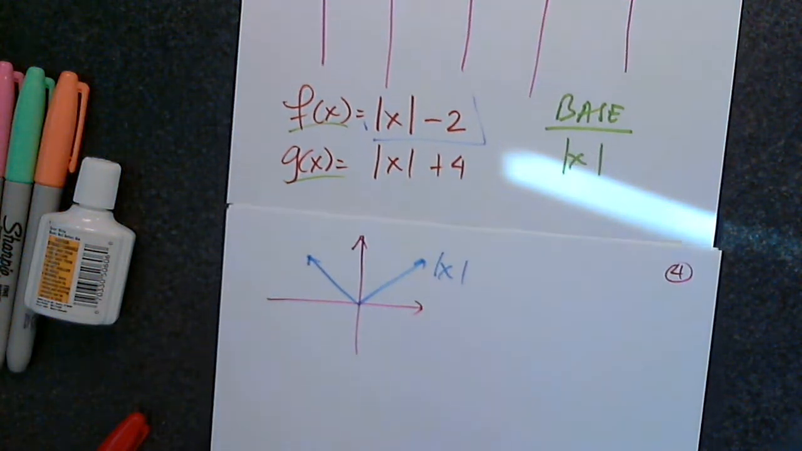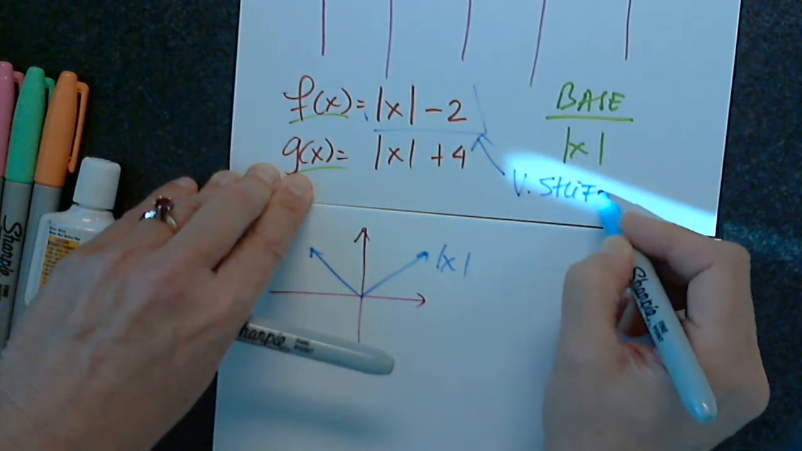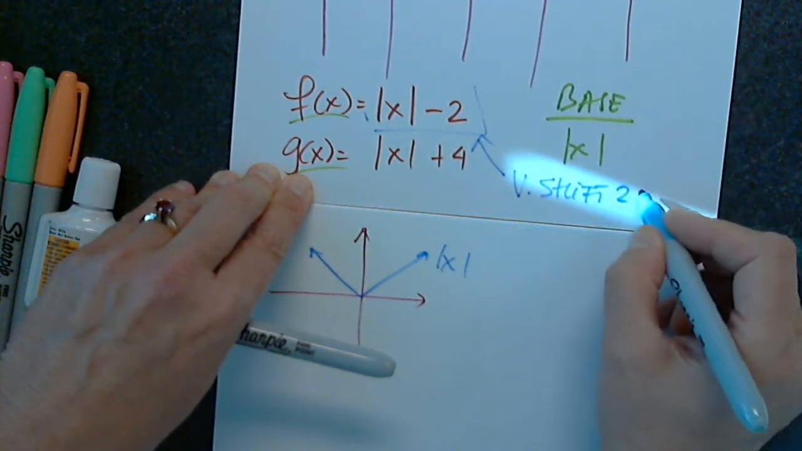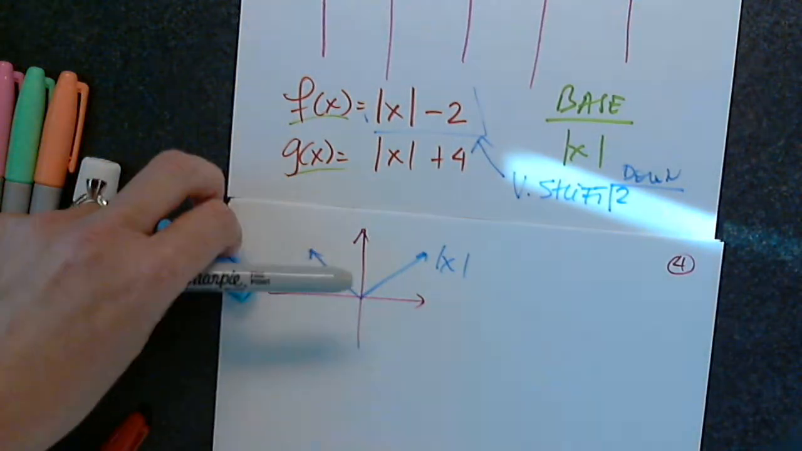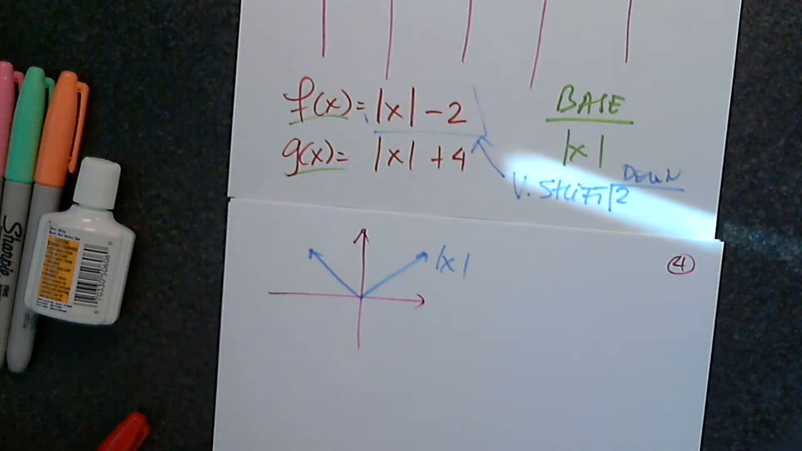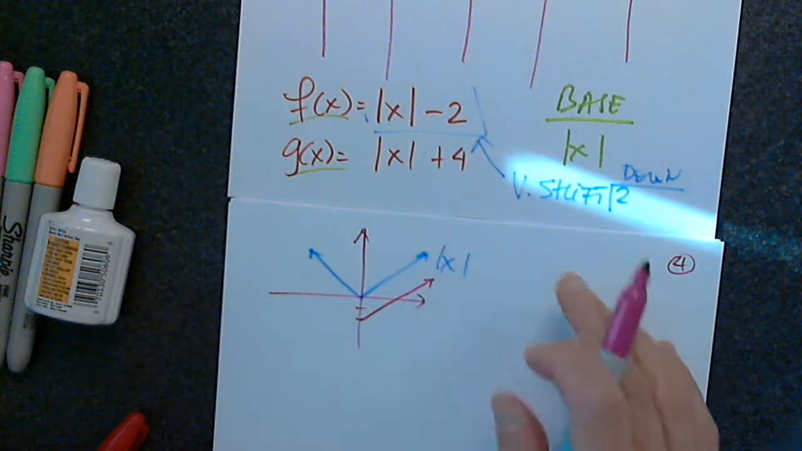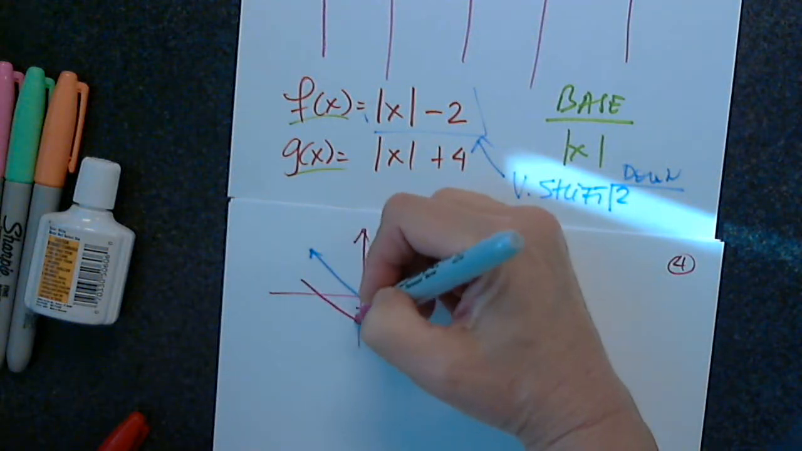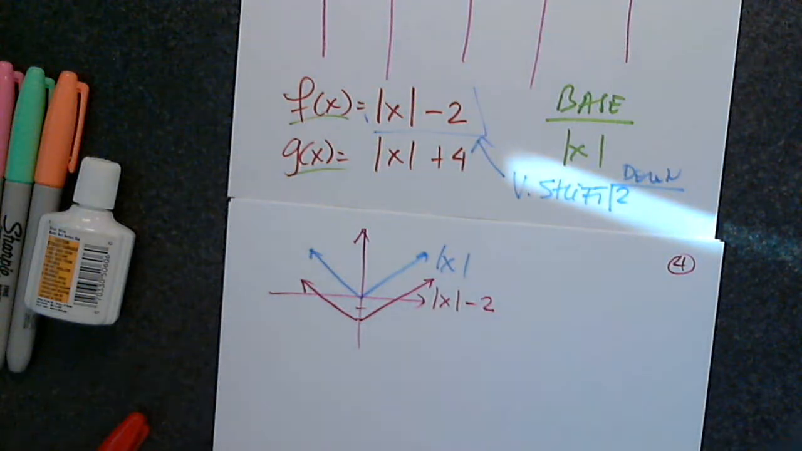Down 2. Awesome. So this is a vertical shift down 2. So I'm graphing now 1, 2. Make sure that the sides are parallel to the original function. And this is the absolute value of x minus 2. Awesome. So when I change y with minus a number, the graph goes down by that number.